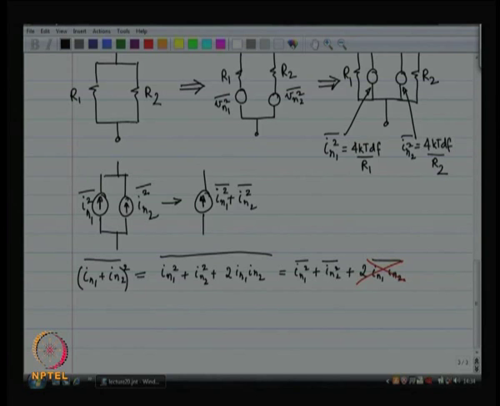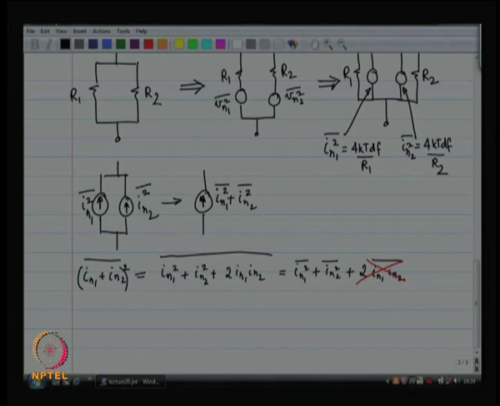Which means that I have got two current sources in parallel, one has a mean squared of In1 squared, the second one has a mean square of In2 squared. They are independent with respect to each other. Then the sum of these two currents will have a mean squared which is equal to the sum of the two individual mean squared noises.